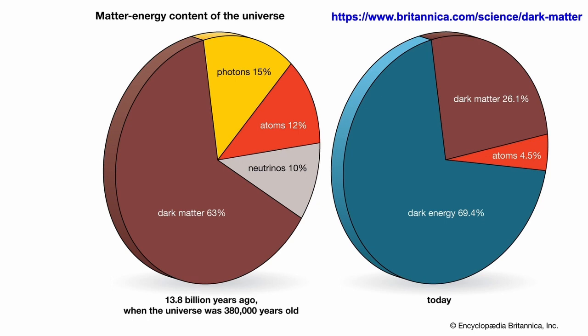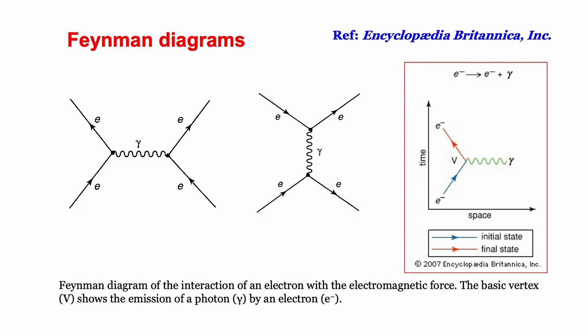Dark matter makes up 30.1% of the matter energy composition of the universe. It is indispensable to introduce Feynman diagrams to proceed with the study of elementary particles.